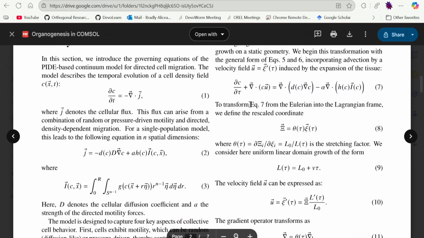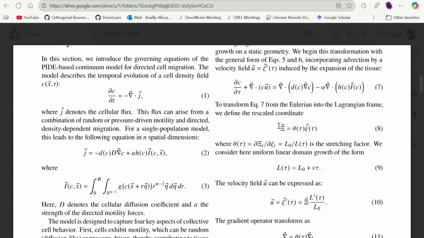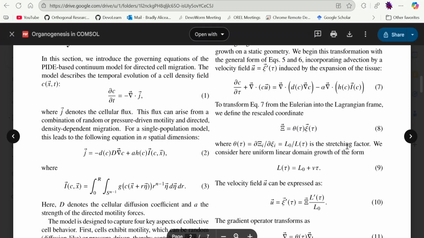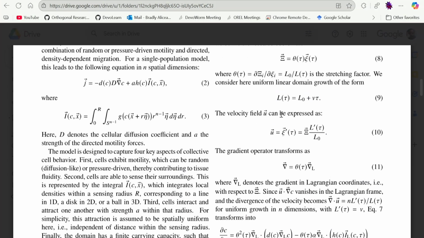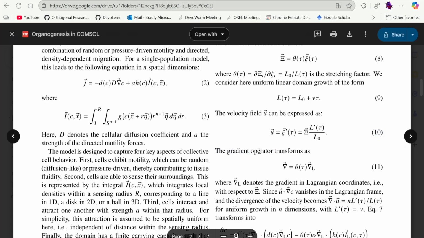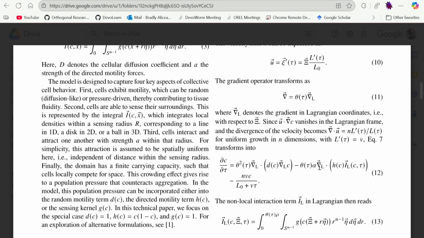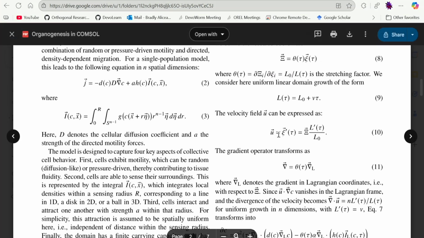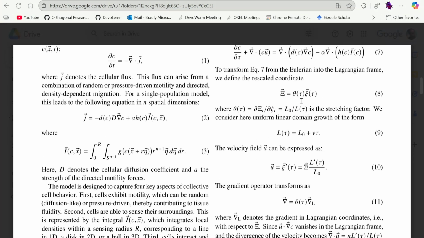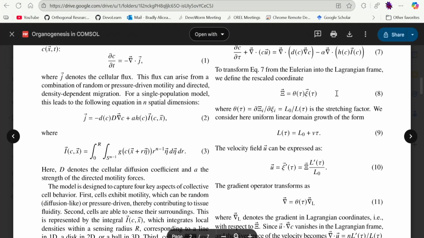To transform equation 7, which is this, from the Eulerian into the Lagrangian frame, we define the rescaled coordinate, which is here, where we have a stretching factor. We consider here uniform linear domain growth of the form this. The velocity field u vector can be expressed as this, and the gradient operator transforms as this. So we have these three different things: a gradient operator, a velocity field, and this rescaled coordinate system where we have a stretching factor.